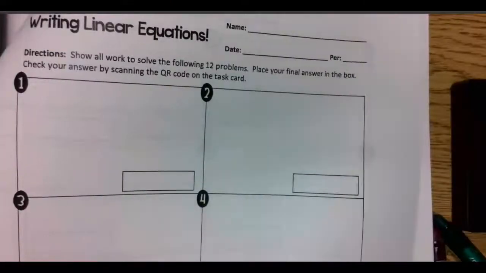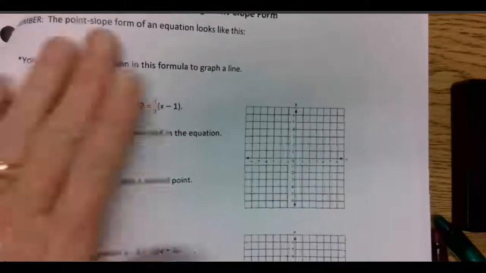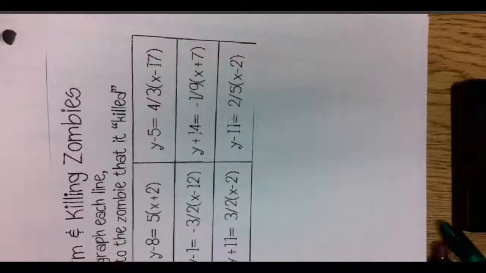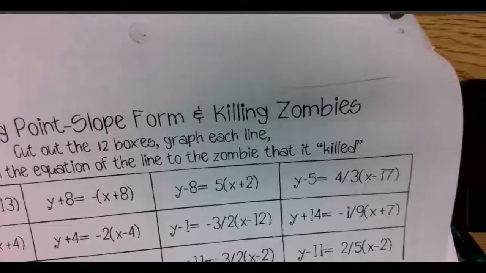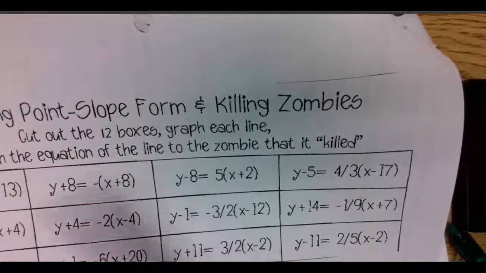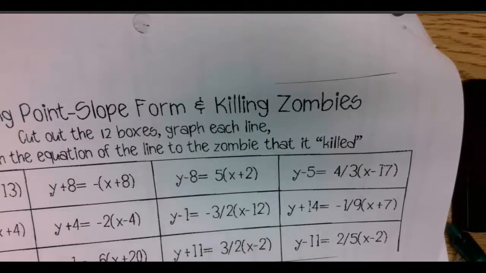Then the next page is graph. We already did those for notes. And then the next one is kind of a fun one. Graphing point slope form, killing zombies. Okay, not provoking violence, but zombies are not real, so it's okay. It's just a fun little game. This is what, before video came out, this is what we would have called a game.